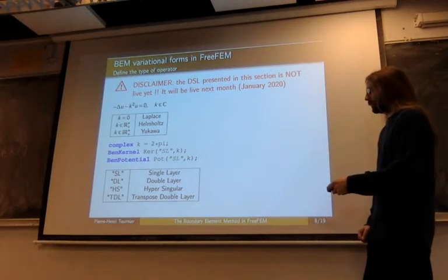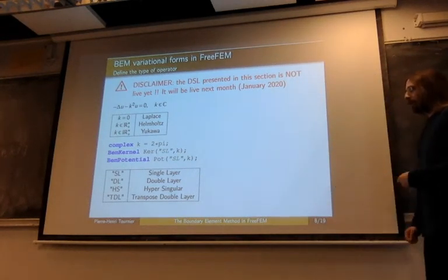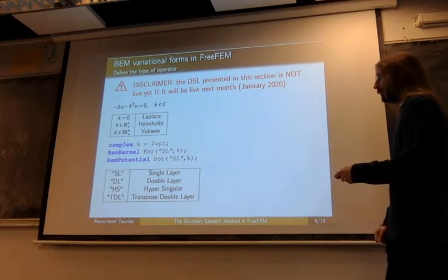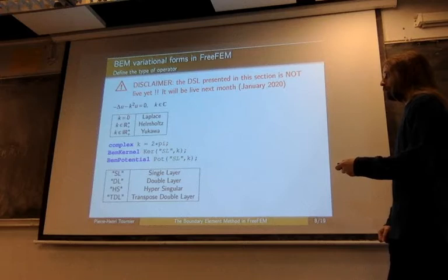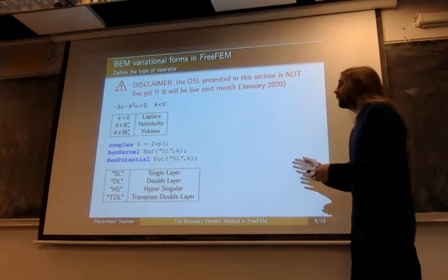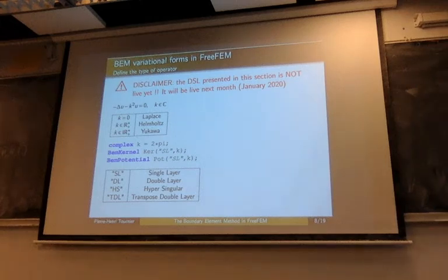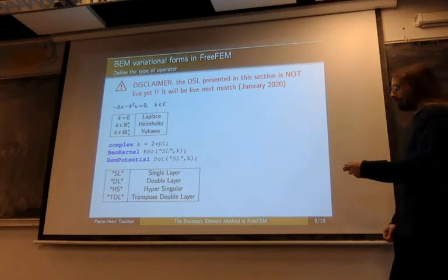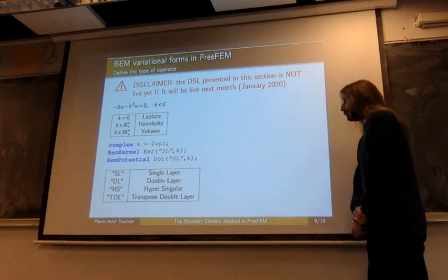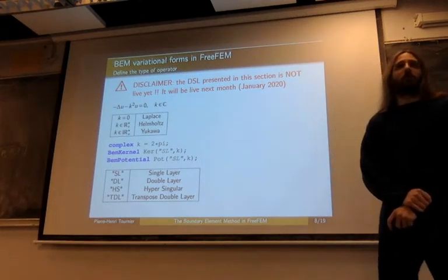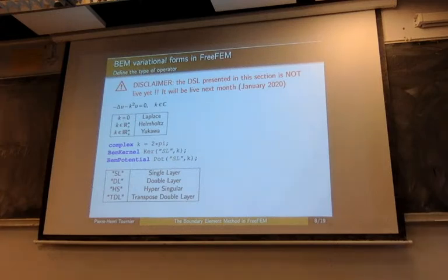Okay, so this is some code. So you can declare your BEM kernel, okay, which only depends on k. So I will call k the wave number because I will show you the Helmholtz equation. But you can obviously do any of this. And as Xavier showed, you have different formulations, different kernels, right?